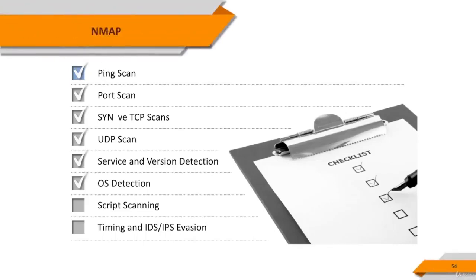In the Nmap lectures, we have seen no port scan, also known as ping scan, different ways of scanning ports, SYN scan, also known as half-open scanning, TCP scan, also known as TCP connect scan, UDP scan, service and version detection, and operating system detection. Now let's deep dive in Nmap.